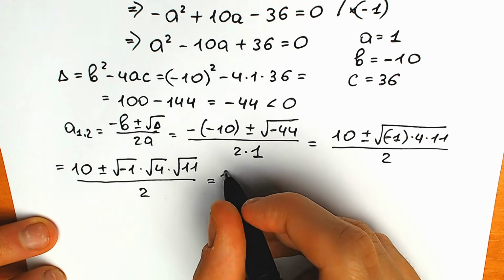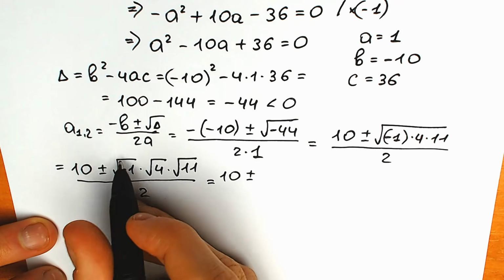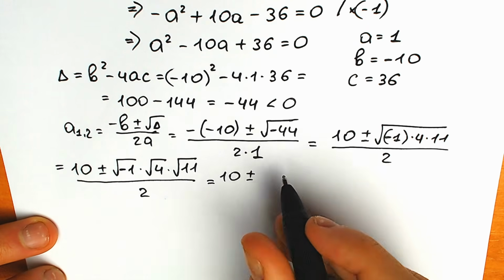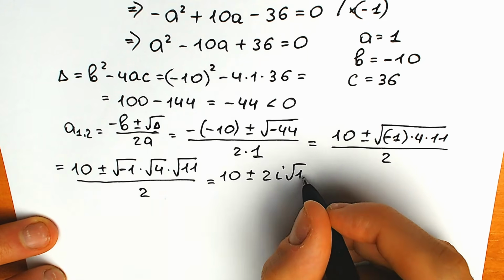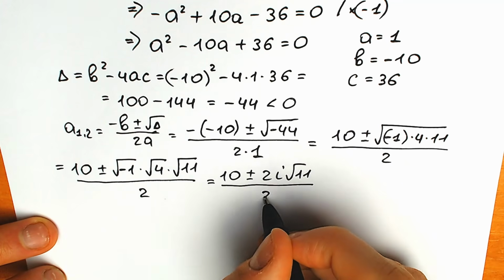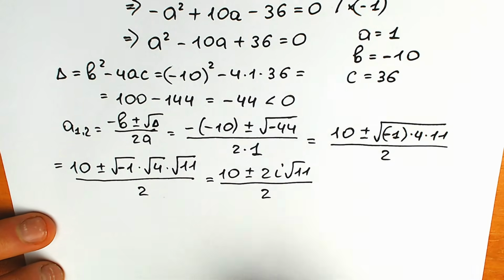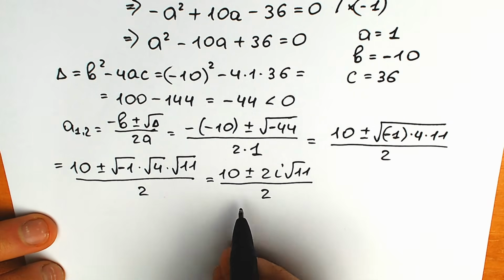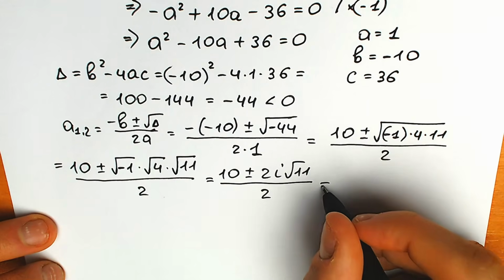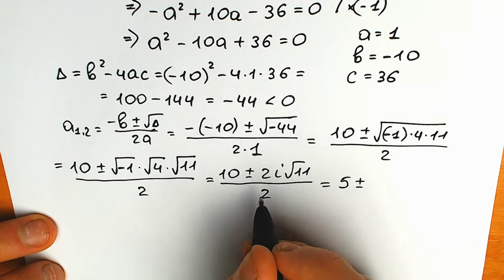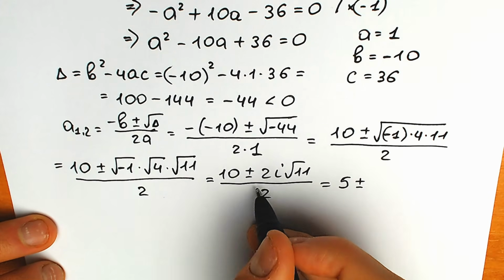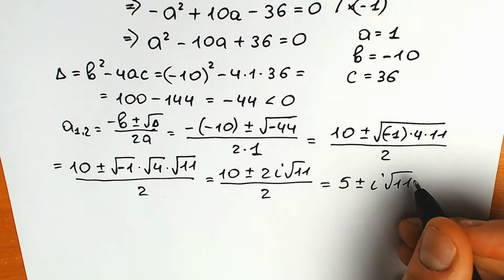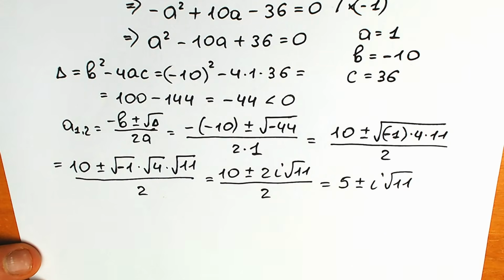As a result, what do we have? 10 plus minus, this is our imaginary unit, this is our i, square root of 4 equal to 2, so 2i square root of 11, and all over 2. And our final step, we can divide this by parts. So 10 over 2 equal to 5, plus minus 2i square root of 11 over 2, we can cancel this 2, equal to i square root of 11. And right now, this is our answer to this question, but don't forget about this plus minus.